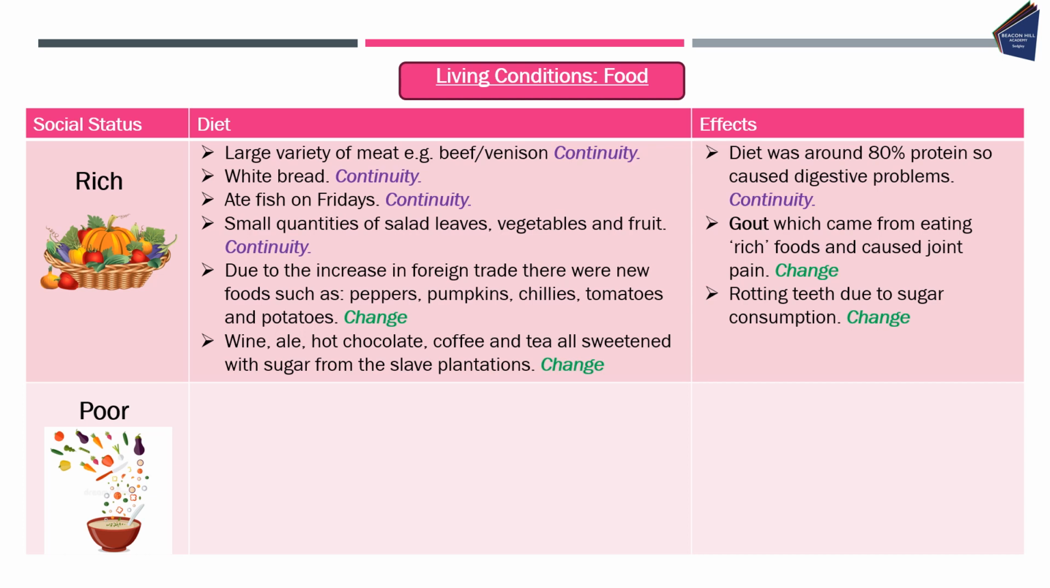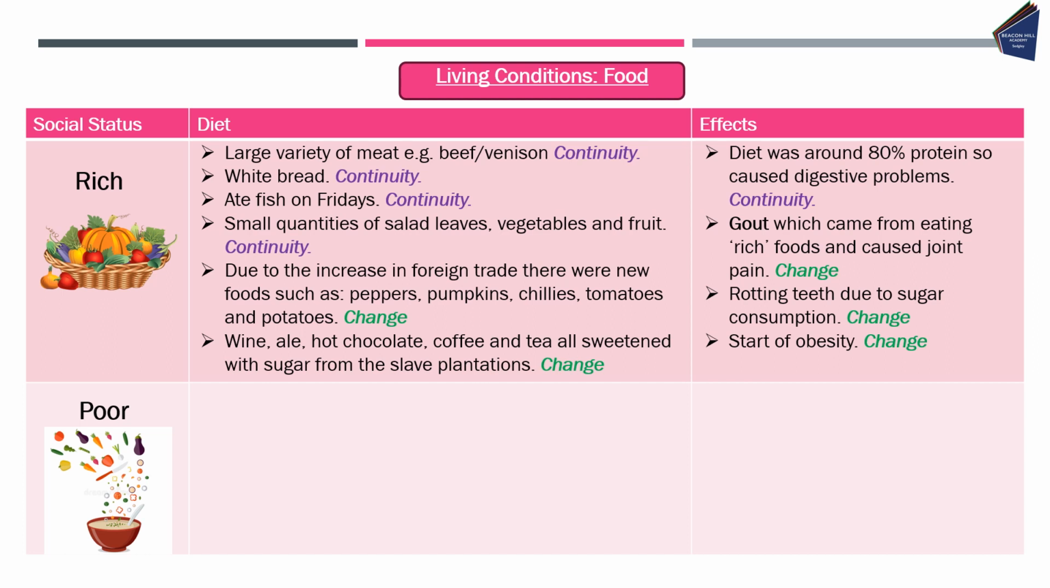We also have rotting teeth due to sugar consumption, and this is the first time that we see this because we don't have sugar, remember, in medieval England. And it's also the very start of obesity. Now, the vast majority of people wouldn't have become obese because the jobs that they would have done would have meant that they were moving around a lot. However, if you were very wealthy, you would have people to move around for you and do the kind of hands-on jobs.